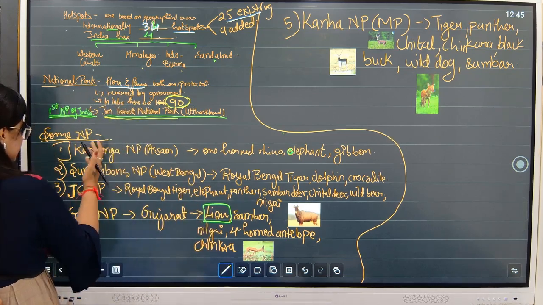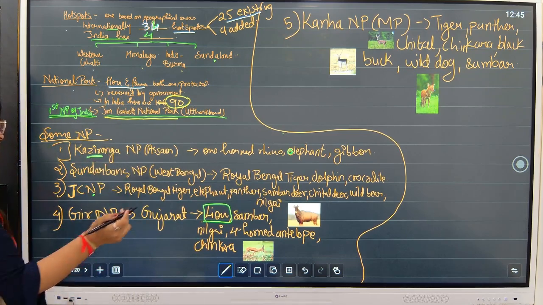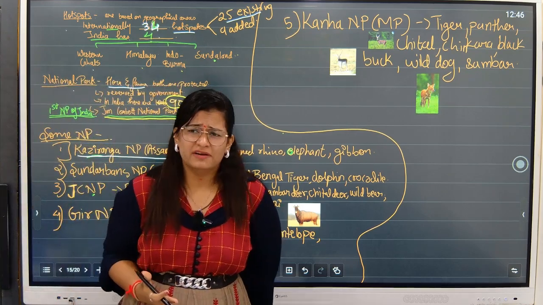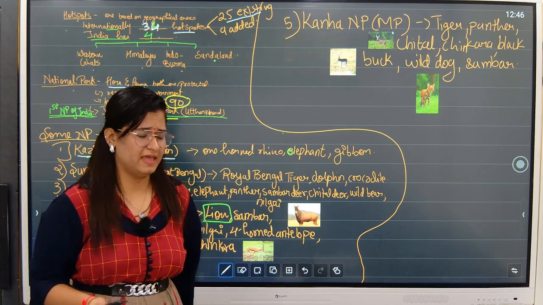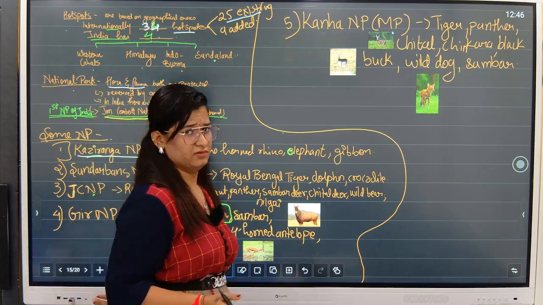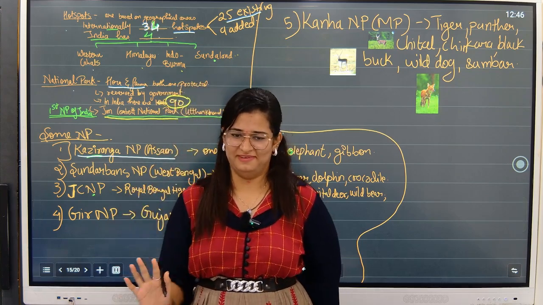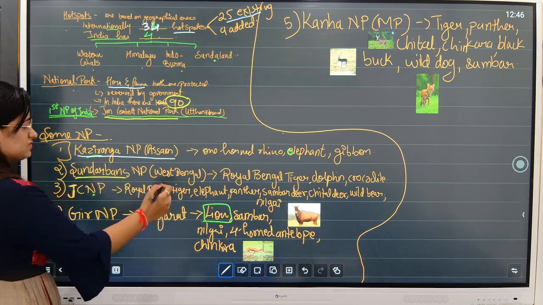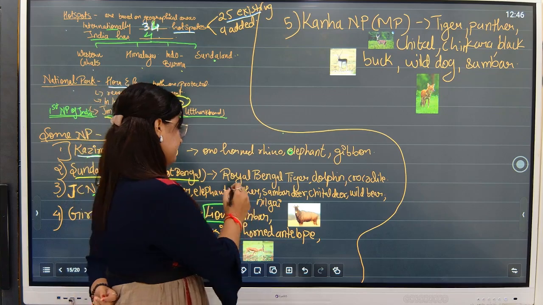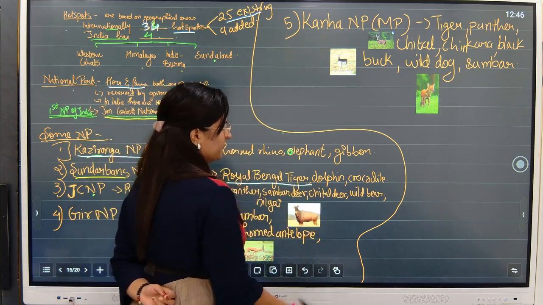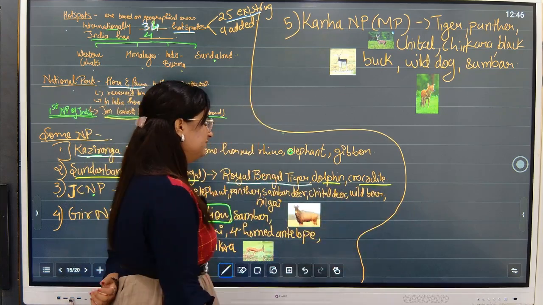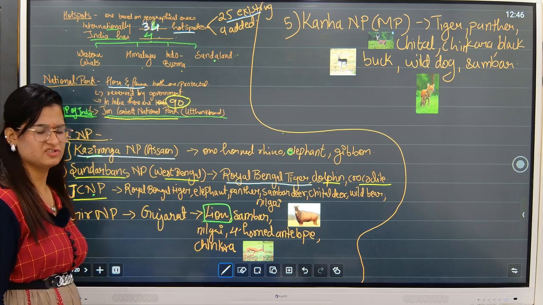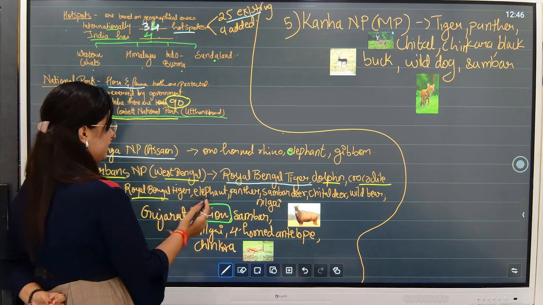Next, these are the names of some national parks that we have. We have Kaziranga National Park, which is in Assam, which we already know is famous for the one-horned rhino, elephant, and gibbon. I hope you know what a gibbon is. Next we have Sundarbans, which is in West Bengal, famous for the Royal Bengal tiger, dolphin, and crocodile.